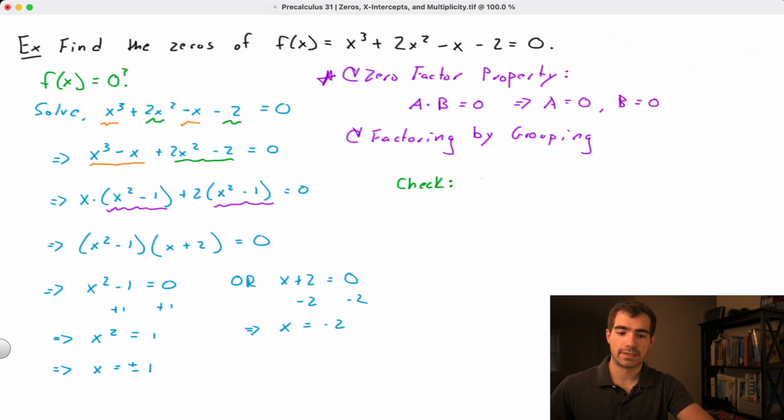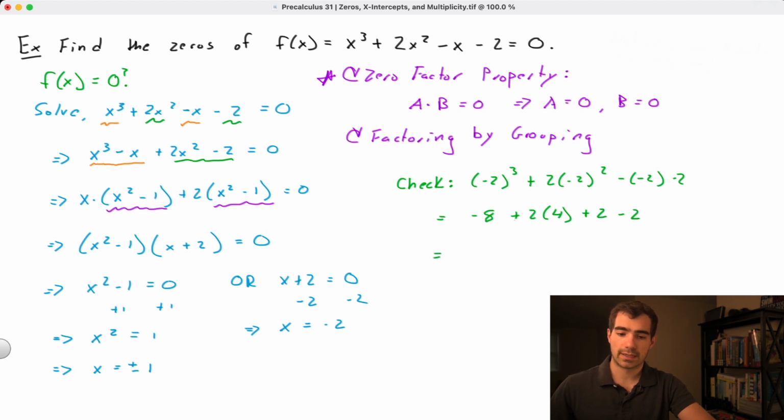So for instance, if we take negative 2, that will be negative 2 cubed plus 2 times negative 2 squared minus negative 2 minus 2. And for this to be a root, for this to be a 0, this computation has to add up to 0. And so negative 2 cubed gives us negative 8. Negative 2 squared is going to give us positive 4. And then minus negative 2 becomes plus 2. And then we just carry down the minus 2.